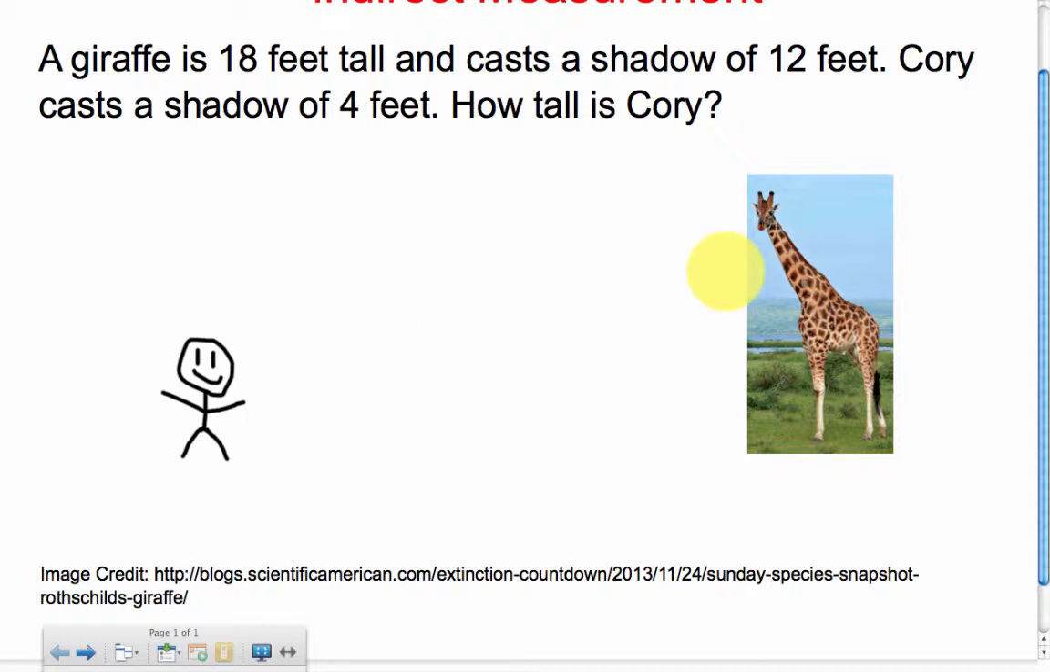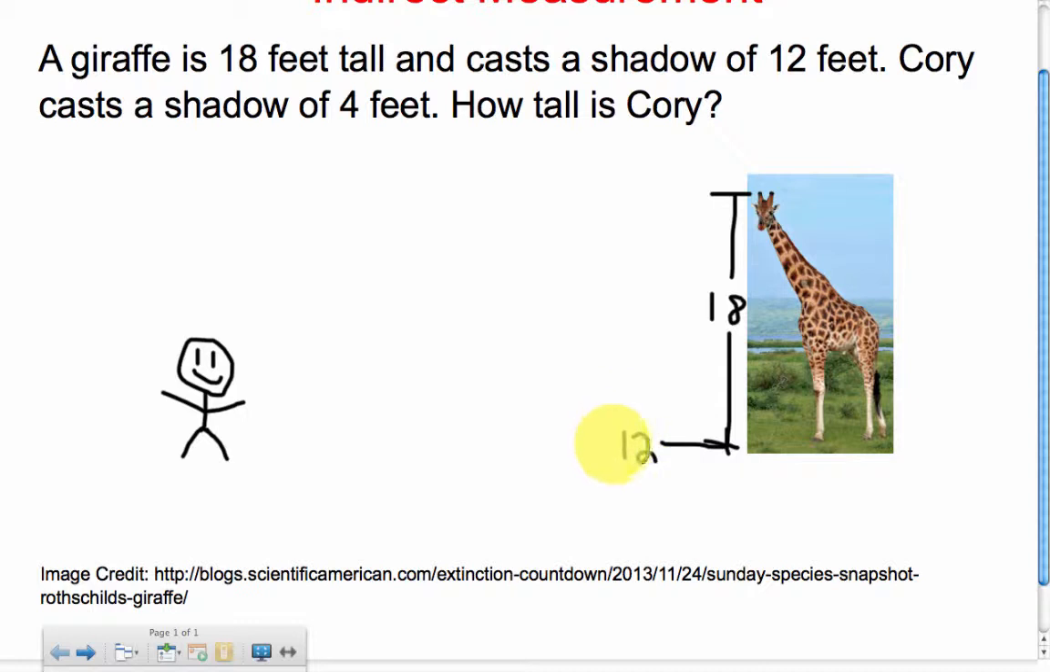So what I'm going to do is use some pictures to kind of help me set up two similar triangles. So over here I have a giraffe and the problem tells me that he's 18 feet tall. So I'm going to label over here from the top of his head down to the ground is 18 feet. And we know that his shadow is 12 feet long. So I'm going to also indicate where his shadow is, which is laying on the ground, and that is 12 feet.